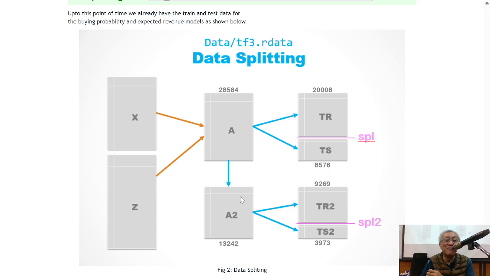Okay, so out of this 2A, 5A, 4, only 13242 customers buy in February, okay? So we need to split it again out of this A2, and this is the data that we want to train. This 926A is the data that we are going to use to train our buying amount model, okay? And this 3973 is the data that we are going to test the buying amount model. Got it? Okay.